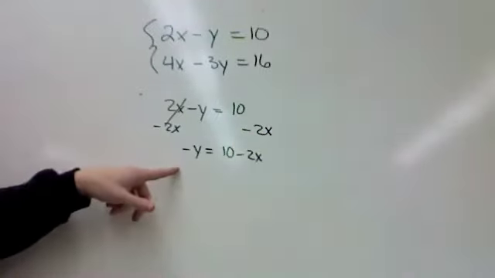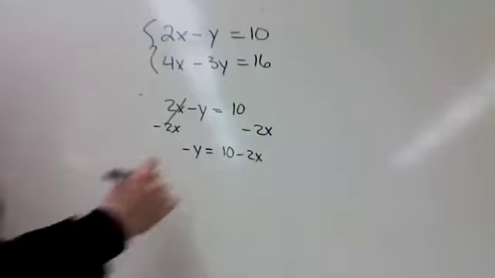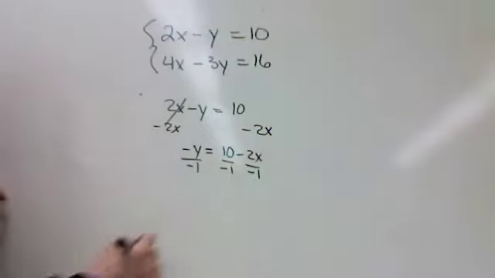As you can see, we don't have y by itself. What we have is a -y. So in order to get y by itself, we have to divide by -1. So everything on the other side is going to be divided by -1 as well.